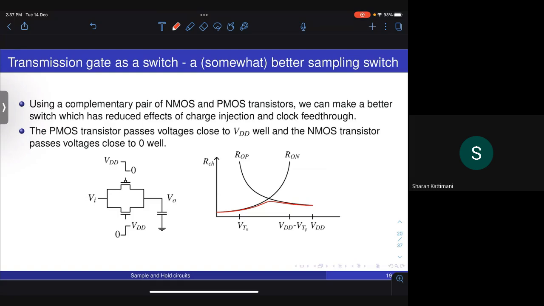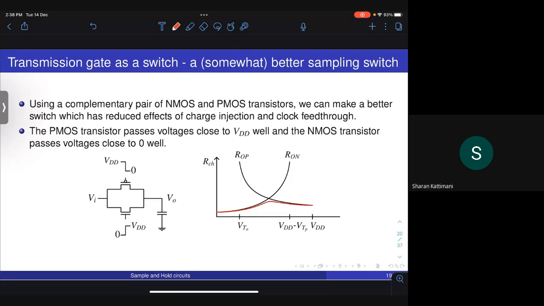Okay, so one somewhat better way, why I'm saying somewhat will be clear in a while, is to use complementary NMOS and PMOS transistors to make a better switch. We'll see how it has reduced effects of charge injection and clock feed through. We have seen that a PMOS passes voltages close to VDD well, NMOS passes voltages close to 0 well. So naturally, one would think, why not use both of them in parallel, so that you can pass signals all the way from 0 to VDD.